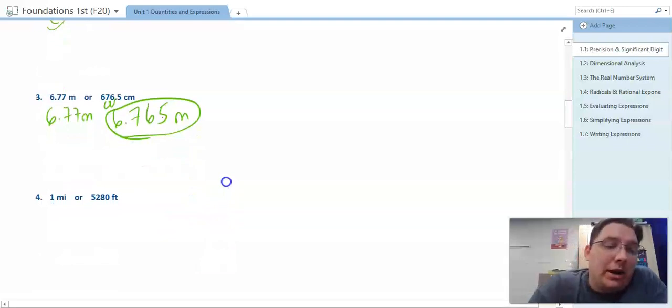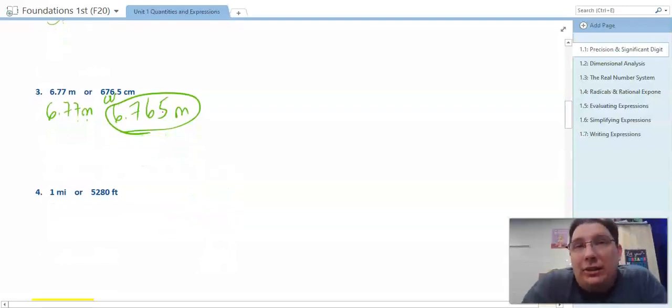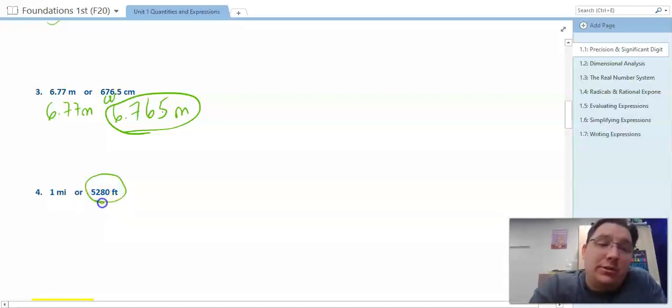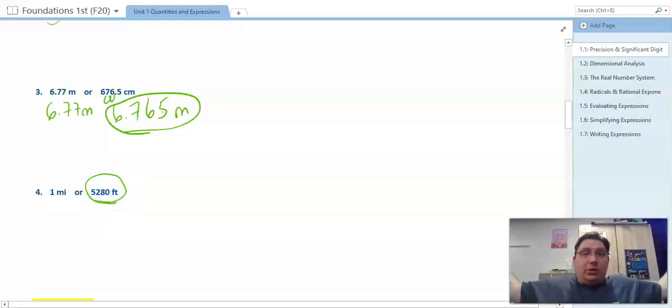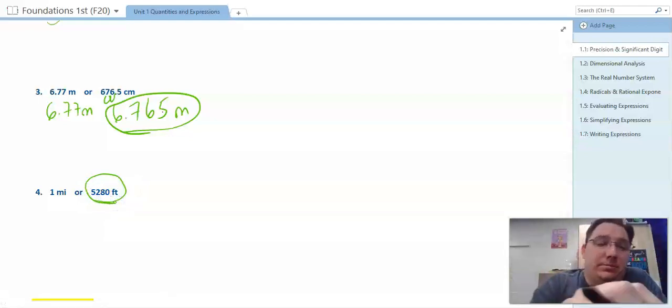Last example, 1 mile or 5,280 feet. Which one's more precise? They're the same length because 1 mile is 5,280 feet, but that's not what we're asking. We're asking which one's more precise. If I measure in feet, it's more precise because a foot is a small unit. A mile is a big unit.